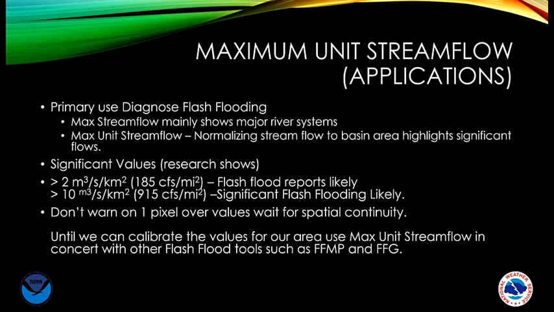One major point here: if you have 1 pixel, let's say 20 cubic meters per second per kilometer squared, don't warn on it. You need spatial continuity of more than 1 pixel, a smaller area, maybe a block size of 10 by 10 kilometers, something like that. And remember, until we calibrate the values for our area, which would be a great project for someone out there, use the maximum unit stream flow in concert with other flash flood tools. Now, the other thing is we can go back on the MRMS site, where the FLASH data is available back for several years.